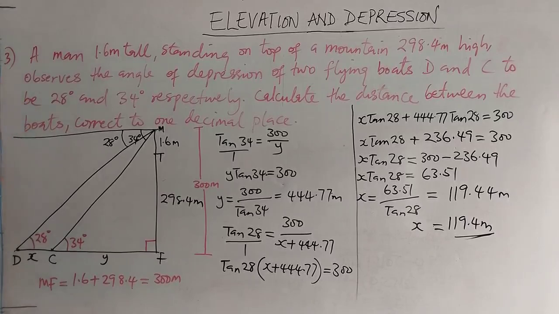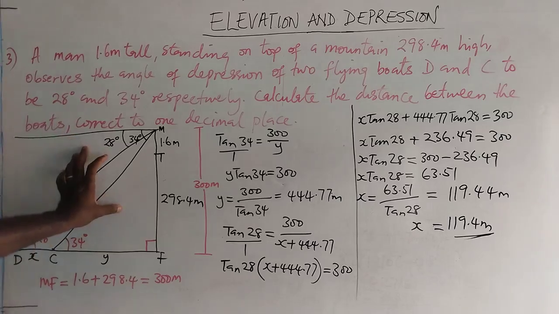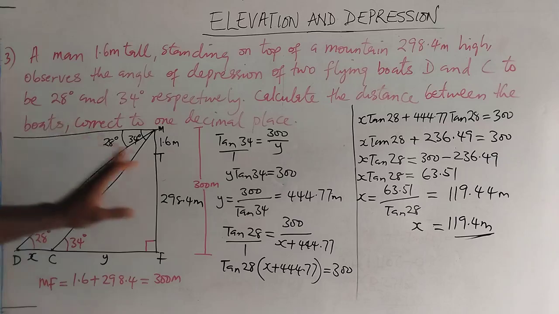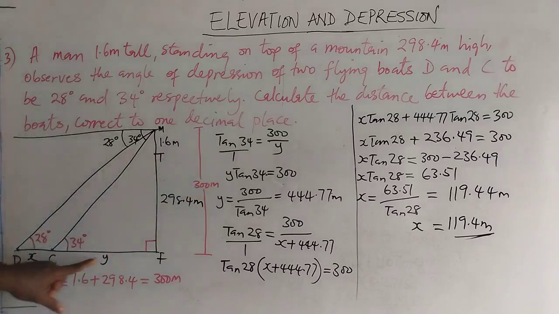So we can see that the diagram is there. Even though we are not asked to make any sketch, you need to make the sketch. Immediately you make the sketch, everything becomes clearer to you on what to do. This is the sketch. And then we calculated y first, and then we found x, which is the distance between the 2 flying boats.